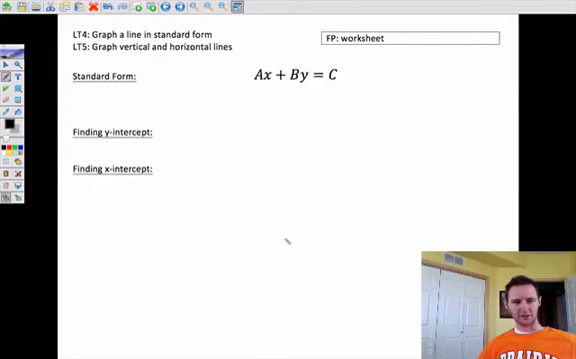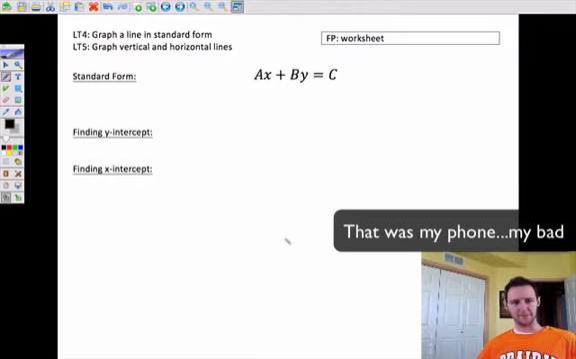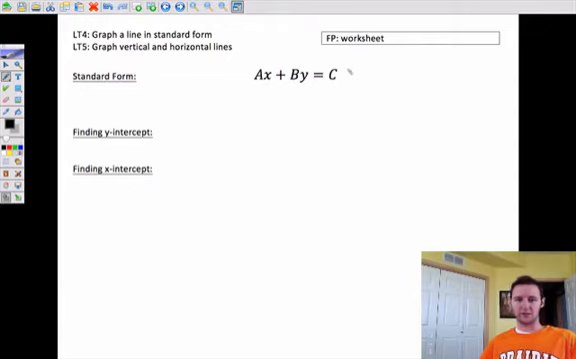All right, learning targets 4 and 5 are going to, again, talk about graphing. And we've already talked about learning target 5 pretty extensively, both in the last video and then a little bit in class too. But we're also going to look at graphing a line in standard form. Standard form is right here. This is generally what standard form looks like.